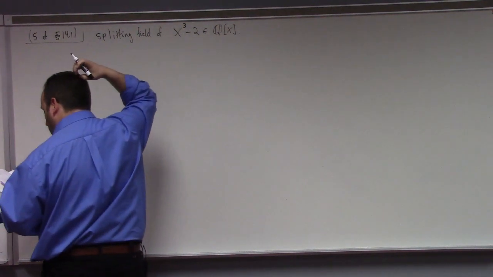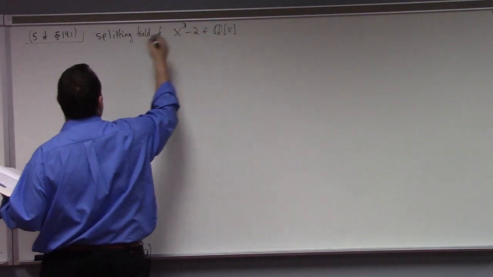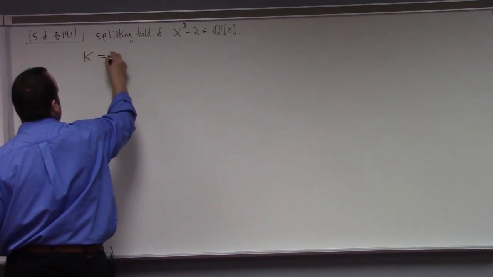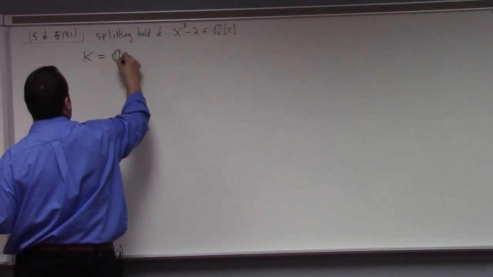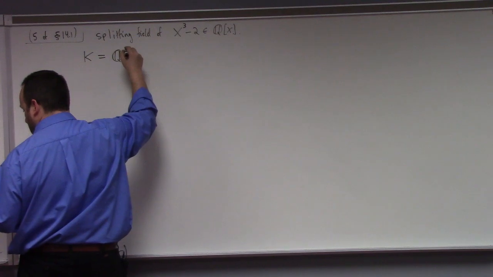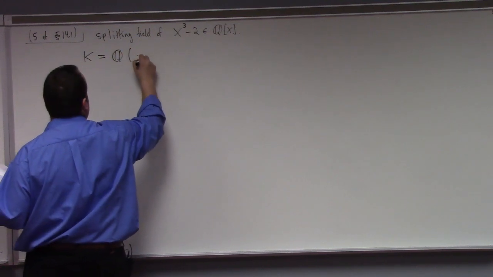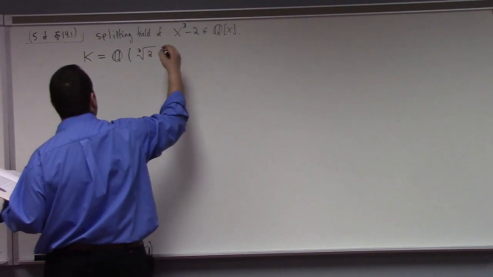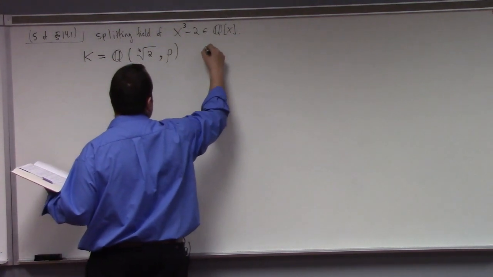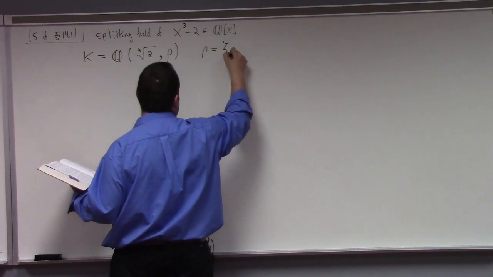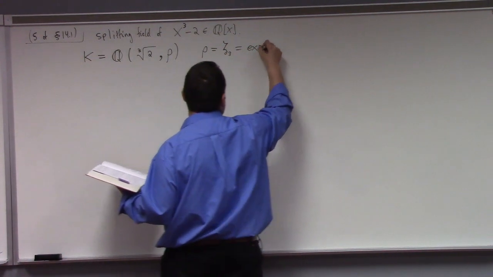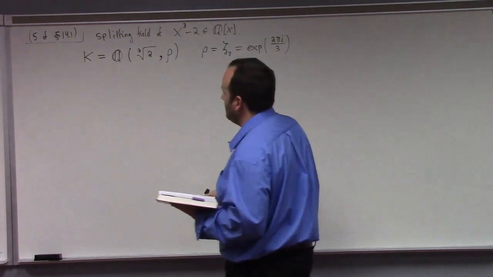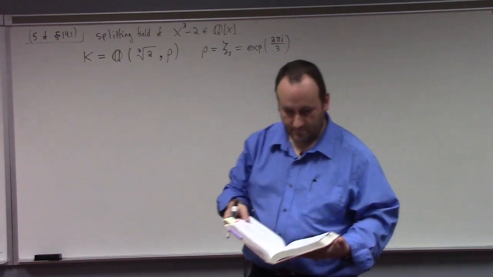So we know what the splitting field of this is. Let's call it K. It's Q adjoin the cube root of 2, and also what he calls rho, also called zeta 3, which is the exponential of 2 pi i over 3. So it's the primitive third root of unity.